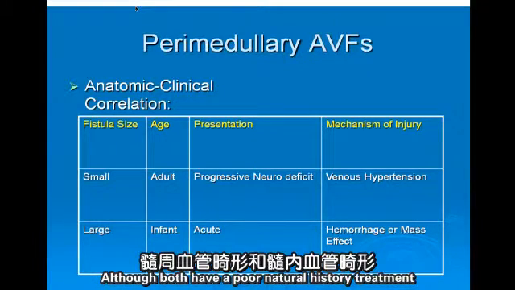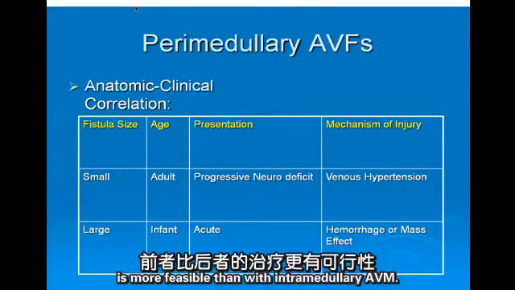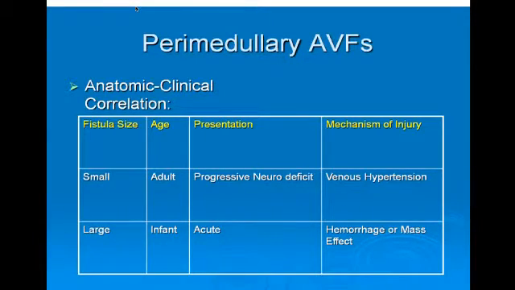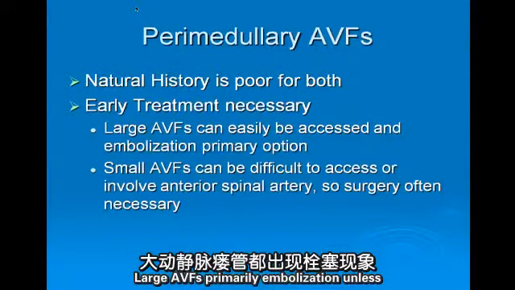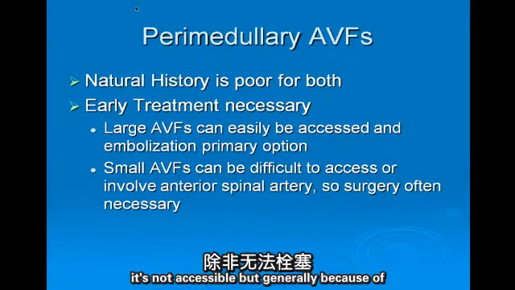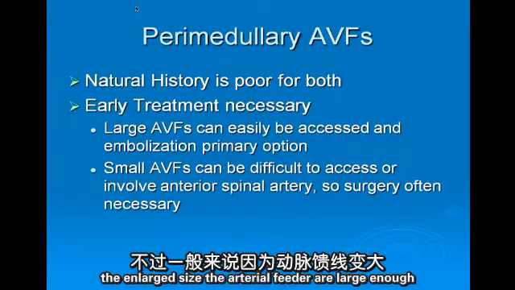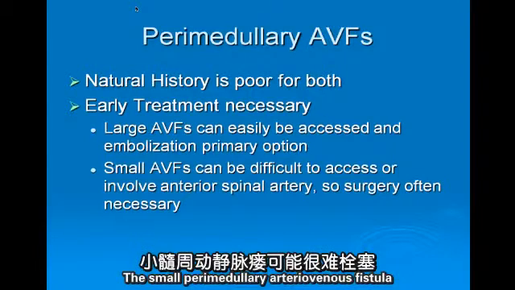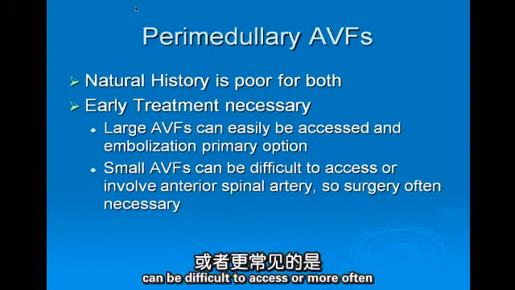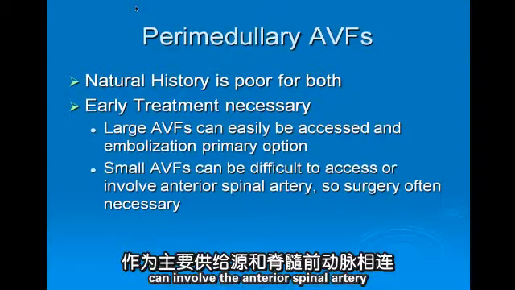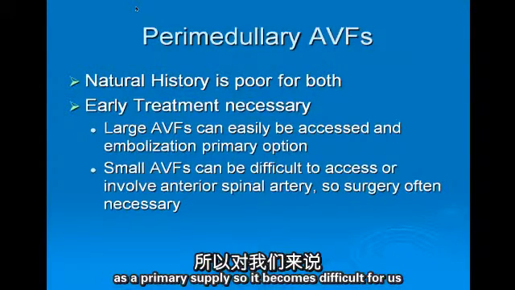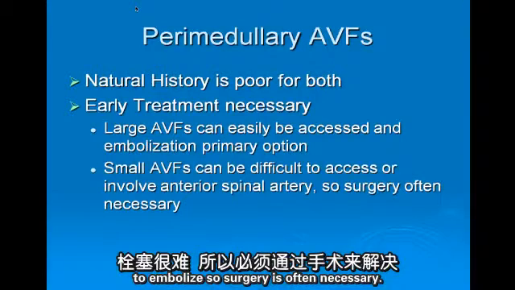Although both have a poor natural history, treatment is more feasible than with intramedullary AVMs. Large AVFs, primarily embolization, unless it's not accessible, but generally because of the large size, the arterial feeders are large enough that access can be achieved. The small perimedullary arteriovenous fistula can be difficult to access, or more often can involve the anterior spinal artery as the primary supply, so it becomes difficult for us to embolize, so surgery is often necessary.